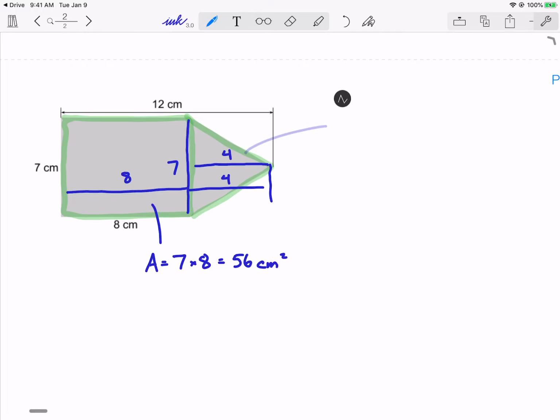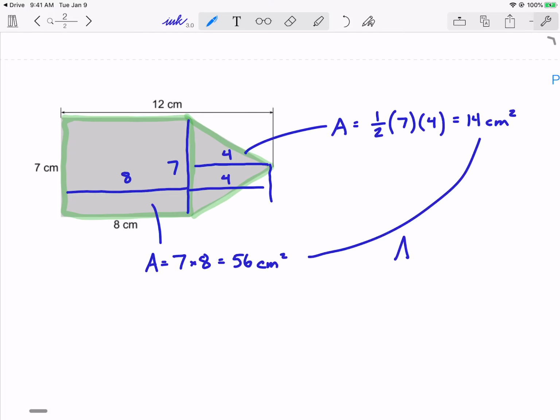So my triangle has an area. Remember the formula is 1/2 base times height. So I've got to do 7 times 4, which is going to give me 28, divided by 2, 14 centimeters squared. Add up these two areas. I get the total area of this composite shape. 56 plus 14 gives me 70 centimeters squared.